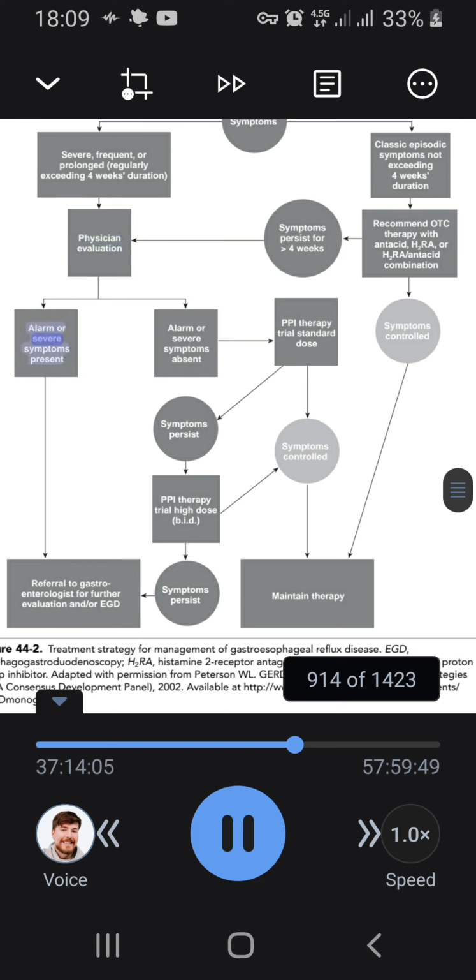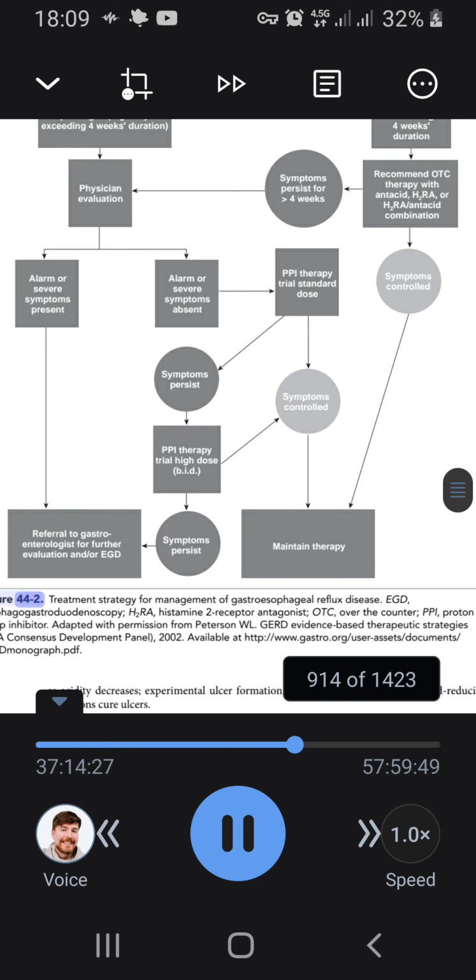Alarm or severe symptoms present. Alarm or severe symptoms absent. Symptoms persist. Symptoms controlled. PPI therapy trial, high dose. Symptoms persist. Referral to gastroenterologist for further evaluation and/or EGD. Maintain therapy.